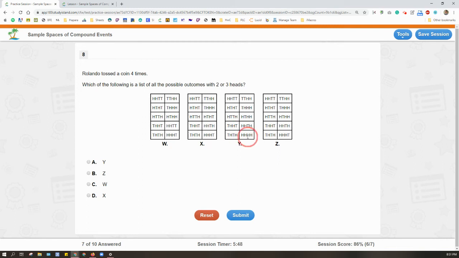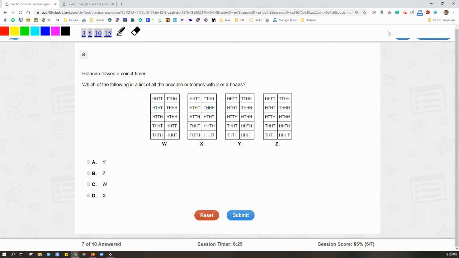Well, that one's a lot easier to spot the wrong one because right away we have one that has 4 heads in it, and that's not what we want. We want options that have 2 or 3. That's it. So Y we can eliminate. And finally Z: 2 heads there, 2 there, 2 there, 3 there, 2 there, 3 there, 2 there, 3 there, and 2 there, and 3 there. So we've eliminated Y, and now we have to make sure that we're not missing any from the other 3 tables and that we haven't repeated any from the other 3 tables.